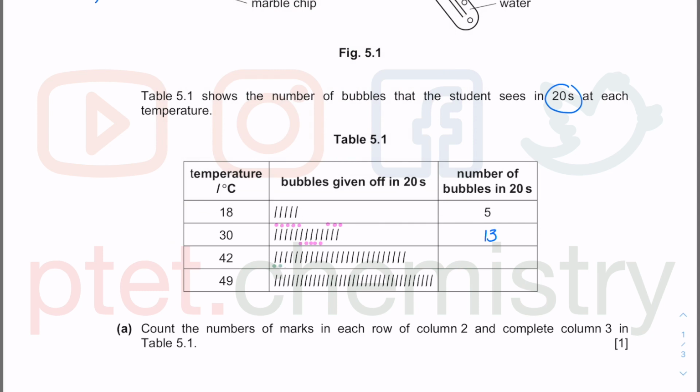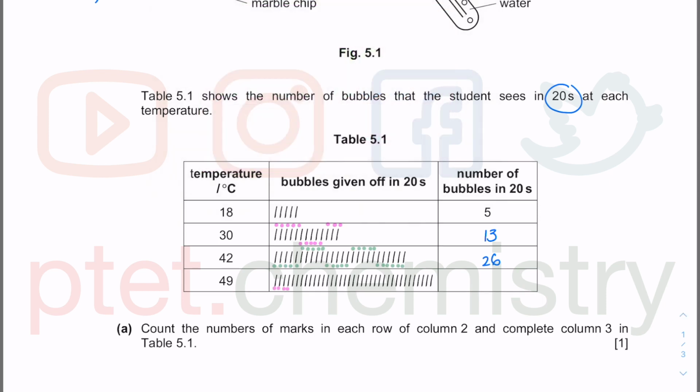You have 1, 2, 3, up to 26. So I've got 26 bubbles in green there altogether. And we're going to count now for the 49 one.